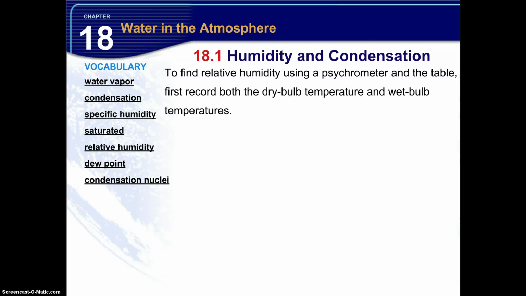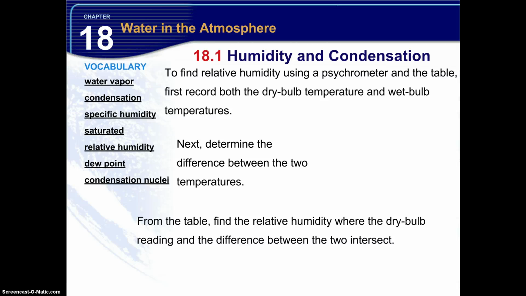To find relative humidity using a psychrometer in the table, first record both the dry bulb temperature and the wet bulb temperatures. We have a sling psychrometer in class. We also have a stationary psychrometer in class, so you could practice this in class as well. Next, you determine the difference between the two temperatures, and then from the table you find the relative humidity where the dry bulb reading and the difference between the two intersect.